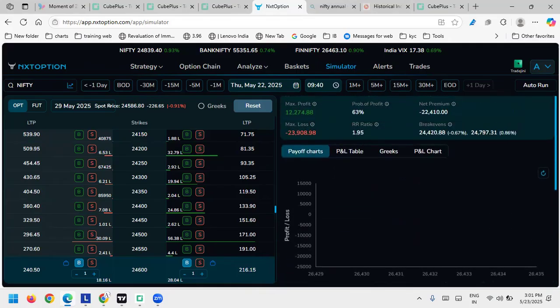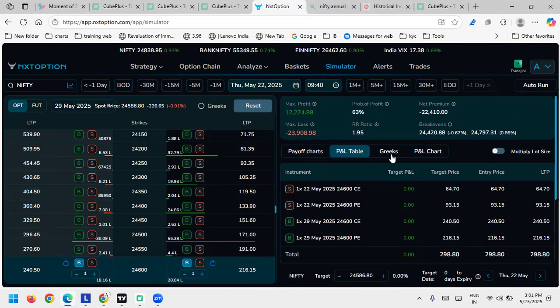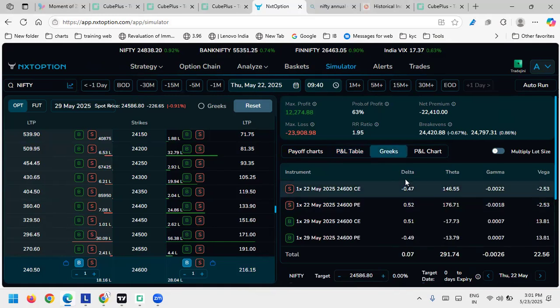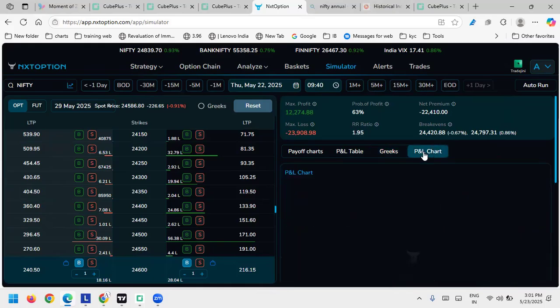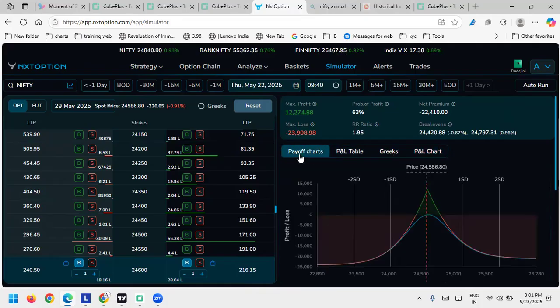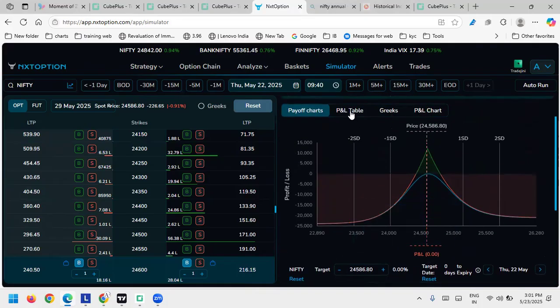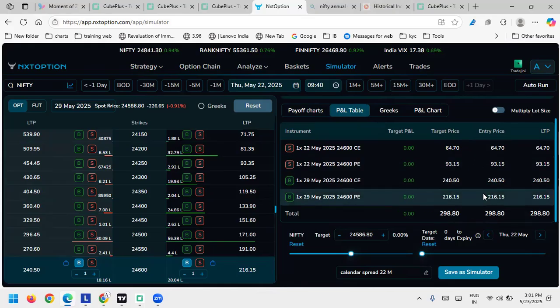Once you have done it, you can get to see the Greeks, like what would be the delta effect. So in either direction the market moves, I will have limited loss because my delta is close to zero. And then I can see the P&L chart. That's the most interesting part over here. And when we run it, you can also see the P&L table, how the premium would change.